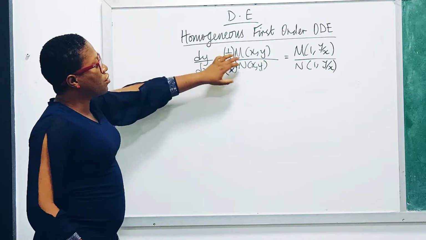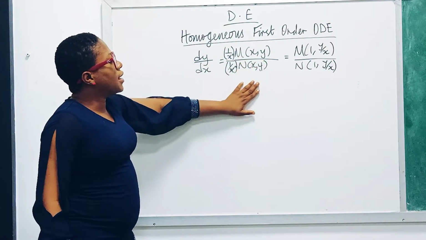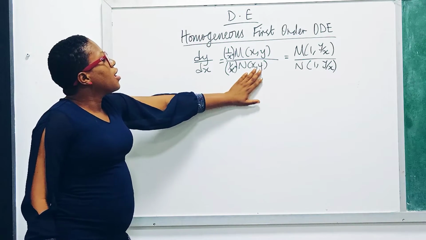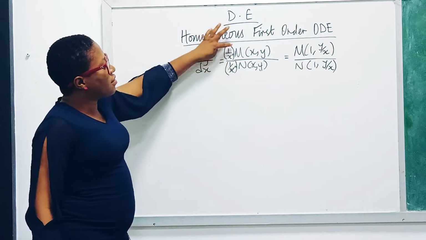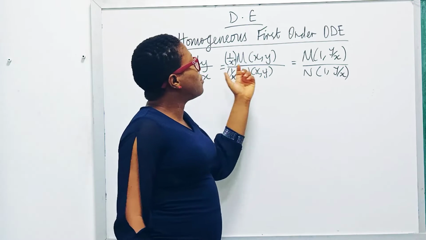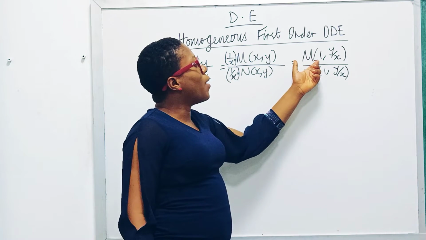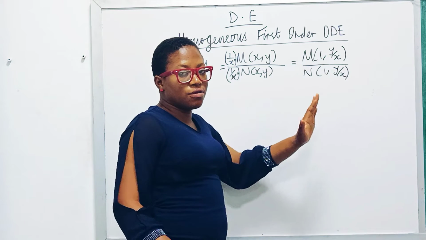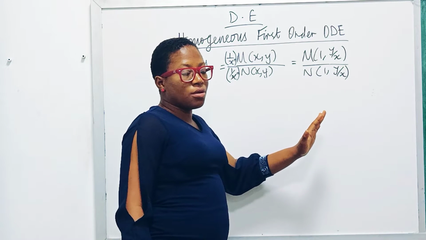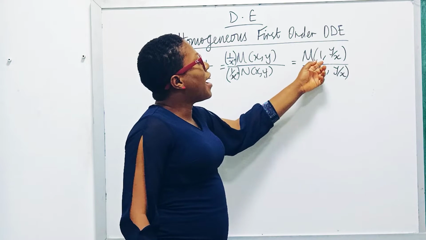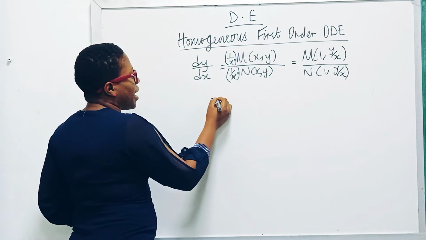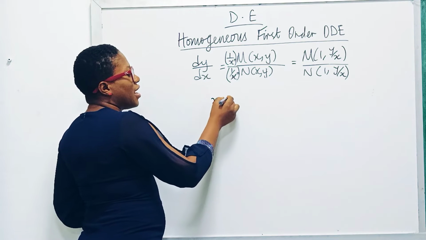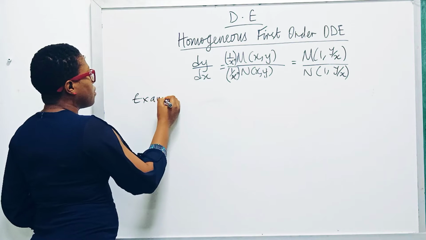If I have a function of x and y, and I have another function of x and y at the denominator, if I can multiply, this is the same as multiplying through by 1. This becomes a function of 1 comma y over x, then it is homogeneous. If I'm still going to see x inside, it is not homogeneous. If I still see x alone or y alone, it's not homogeneous. Let me give some examples.